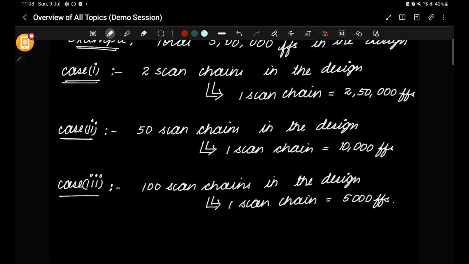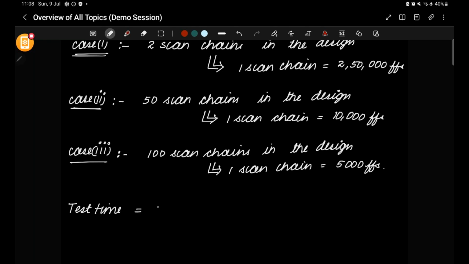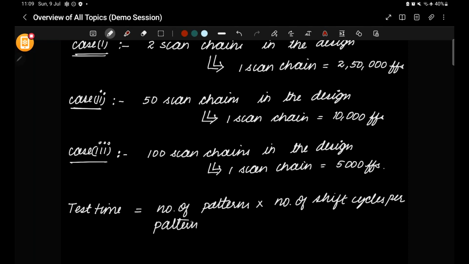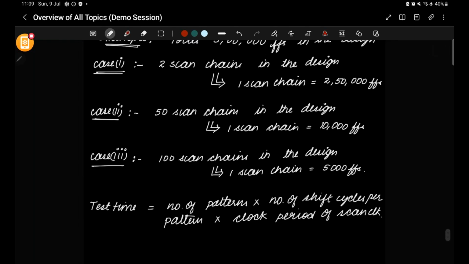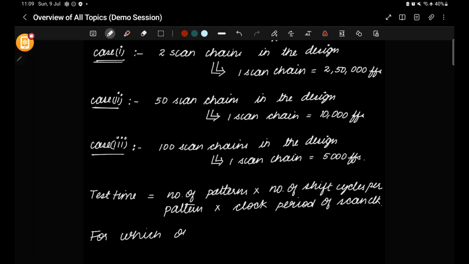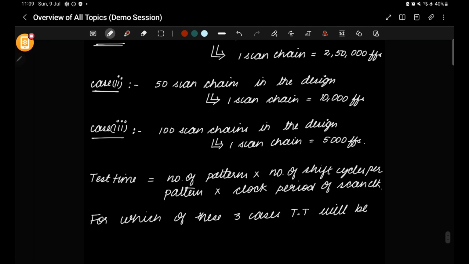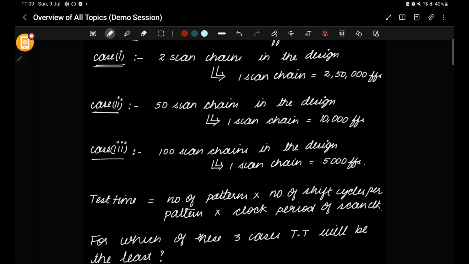Now as you know, the formula for test time is number of patterns into number of shift cycles per pattern into the clock period of the scan clock. Now just analyze these three cases and tell me for which of these three cases the test time will be the least.